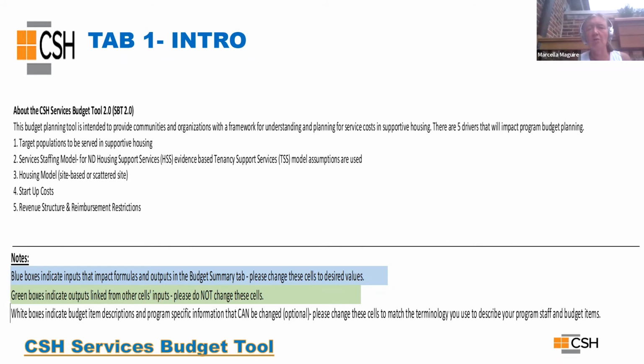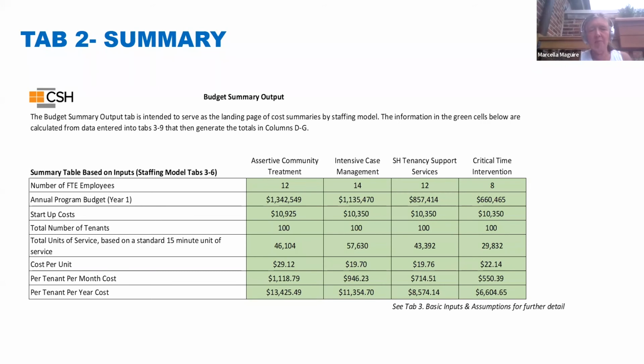What does it cost to do all these other things? That's what you get from your services budget tool. We do this for a number of different staffing models. If you're doing North Dakota Housing Supports, I recommend that you look at the housing-based model there, et cetera. And it gives you a couple of other tabs.